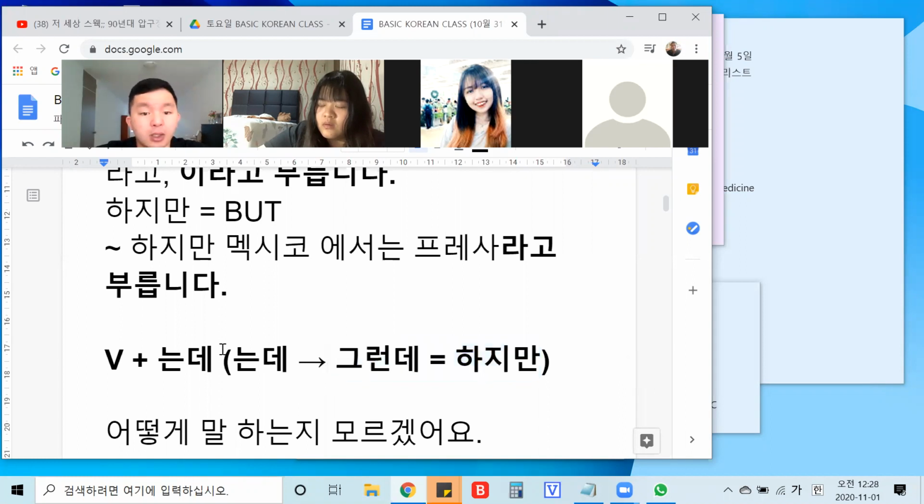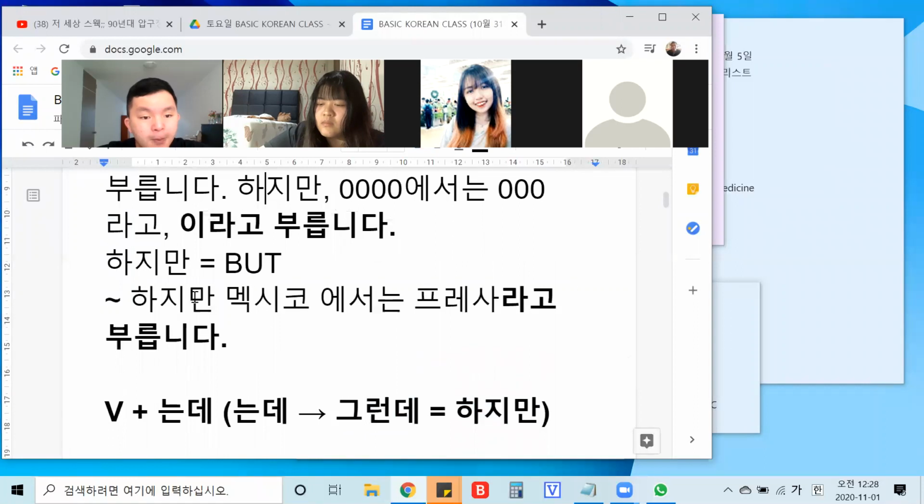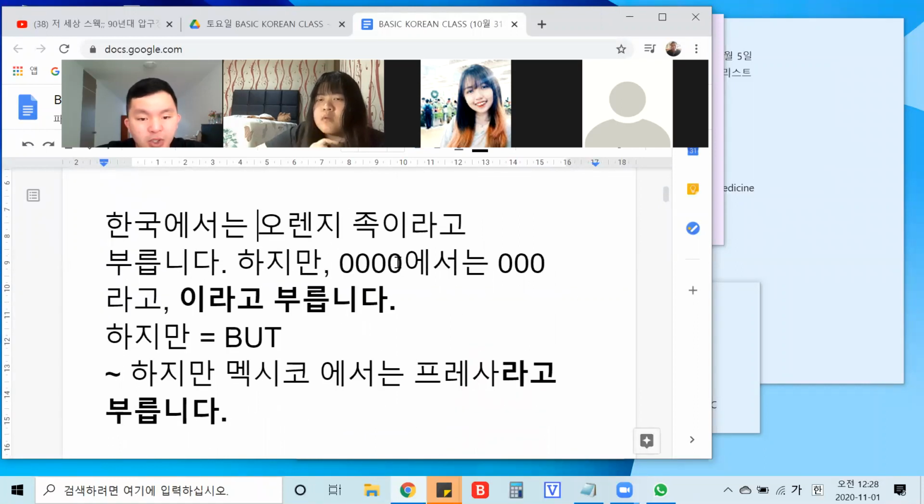Anyway, I wanted to change your sentence with this one. What is this function? Yeah, it's verb plus 는데. And as I told you, 는데 is originally from 그런데 and 하지만. And why did I want to use this one? Because let's check the sentence again. So here, let me change this one.